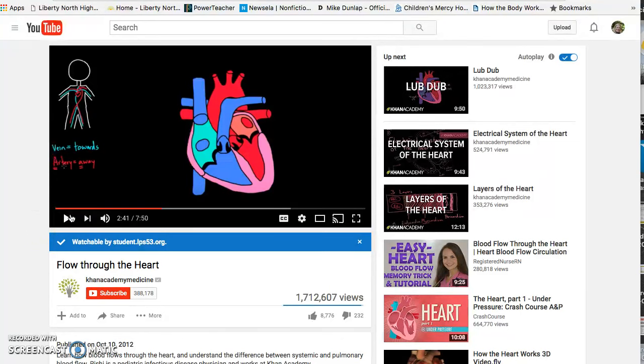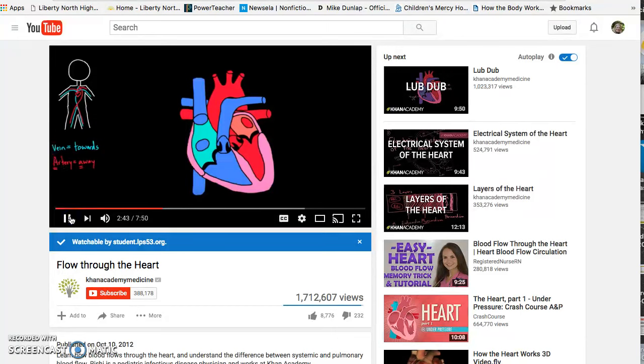You also see that he is writing in blue and red. Arteries carry blood away from the heart, which means it's oxygenated, so it's going to be red. And veins carry blood towards the heart, which means it's unoxygenated, so it will more than likely be blue. So keep that in mind as well.